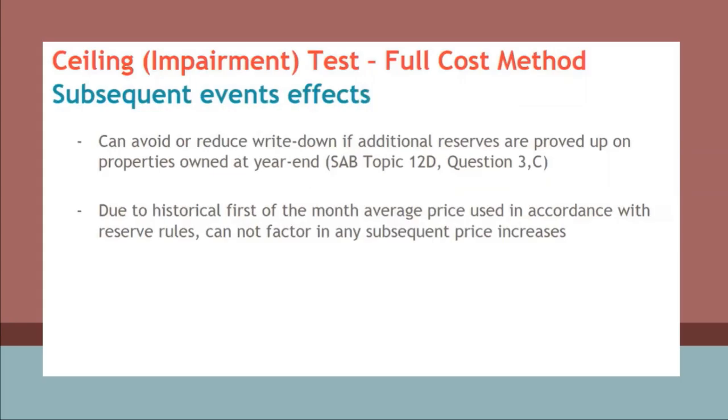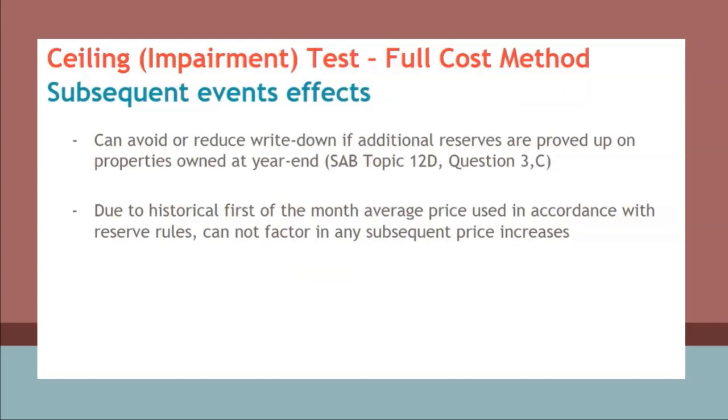Okay, subsequent event effects. You can avoid or reduce a write-down if additional reserves are proved up on properties owned at year-end. That's so key. So if the company took an impairment based on activities of the current year, and then subsequent to the current year, they have all these properties that they were able to prove up, well, it wasn't that long ago, so you should be able to factor those in, right? So you can avoid or reduce your write-down if that's the case.